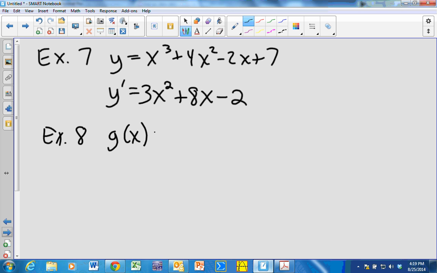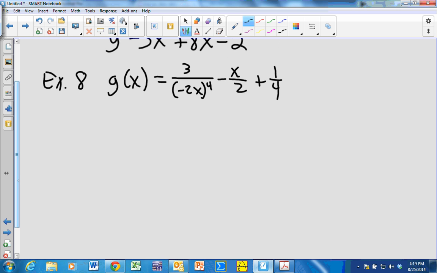So here we have g of x equals 3 over negative 2x to the fourth minus x over 2 plus 1/4, and we want to find g prime. Well, before we find g prime, we're going to have to do a little rewriting of g because of this first term here, because we don't have a rule yet to deal with having a quotient. Well, for our purposes now, we're going to have to get rid of that denominator, or rather, that exponent has to get applied.